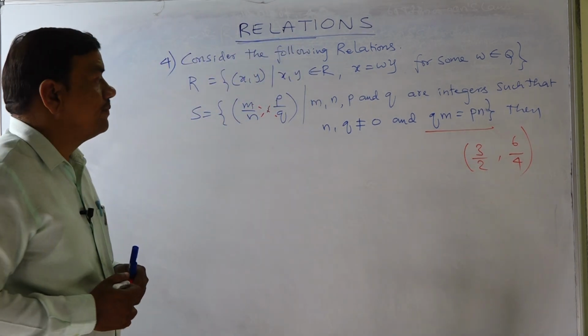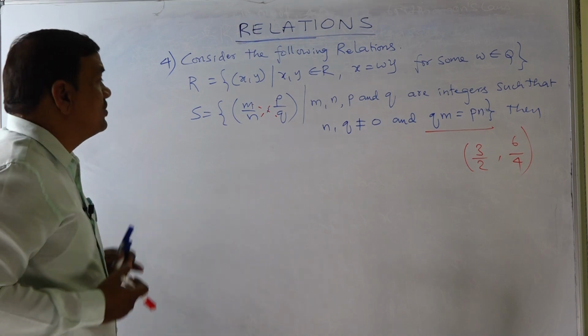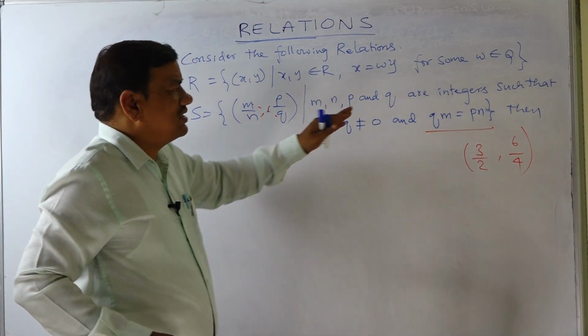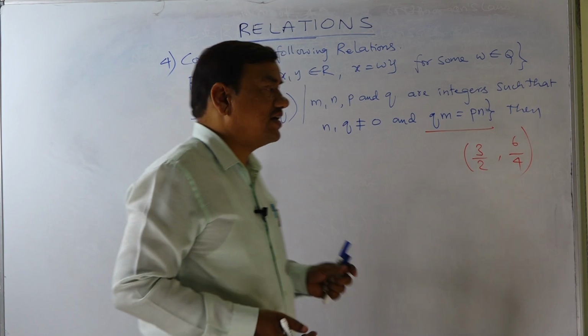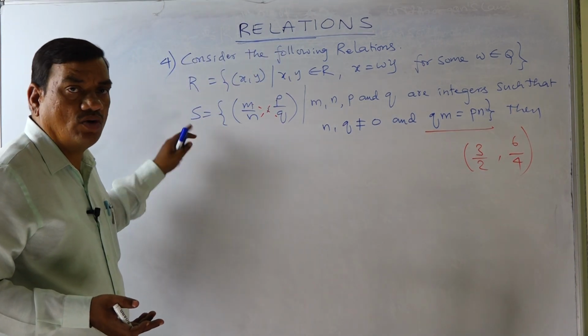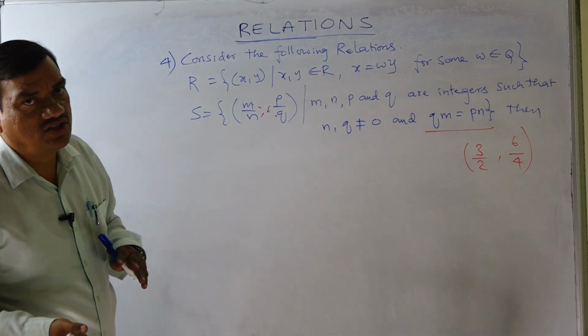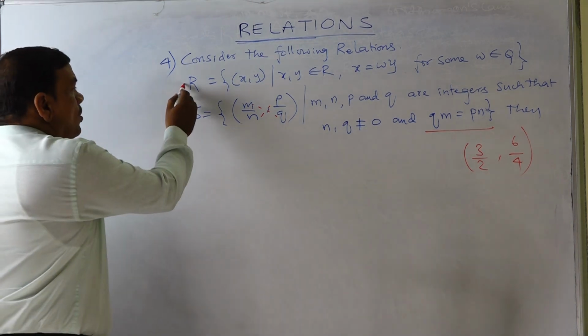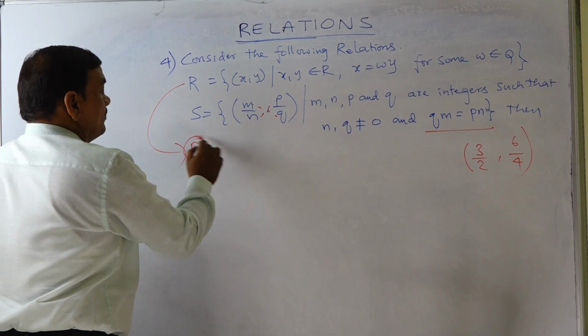Now we have to check whether R is an equivalence relation or not, whether S is an equivalence relation or not, or whether both are equivalence relations or both are not. Let us check one by one. First one I am taking R. Reflexive.